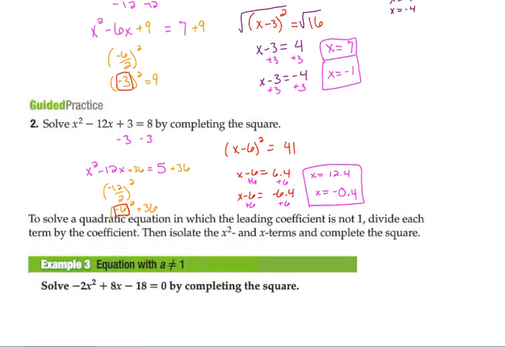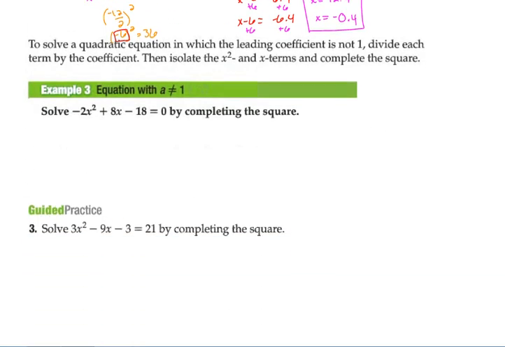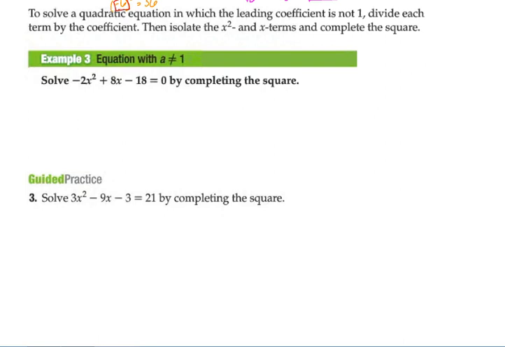Okay, a lot of different steps we have to make sure that we go through. And of course, here's another step. So in order for all of this to happen, our x squared value has to be 1. Our leading coefficient has to be 1. So when we have a leading coefficient that is not 1, we have to divide everything by that leading coefficient in order to get what we need.